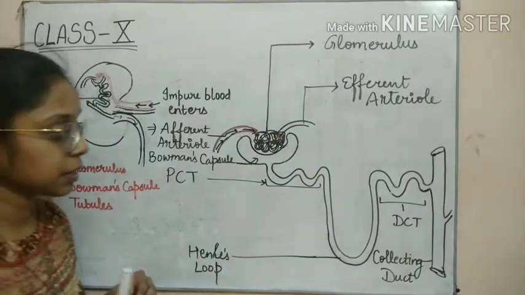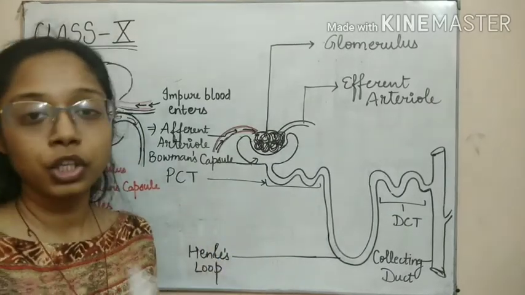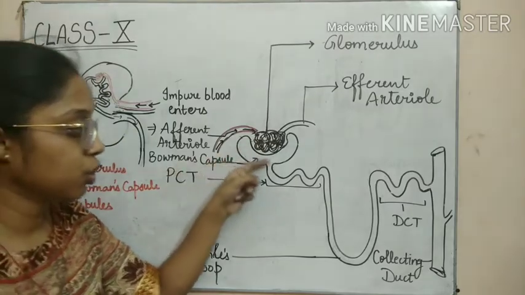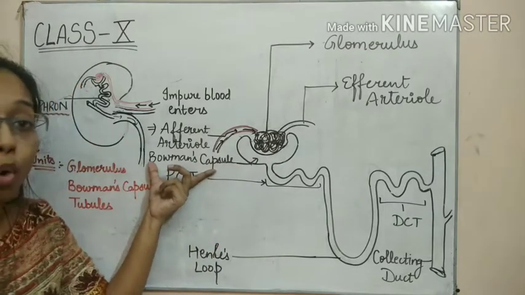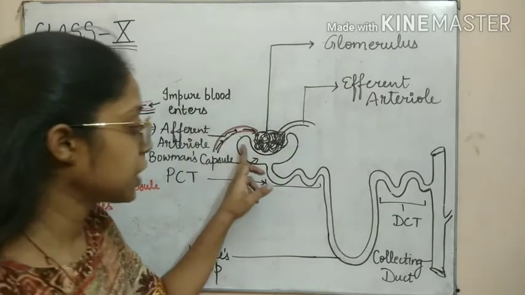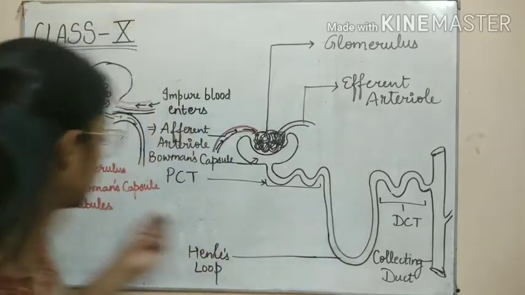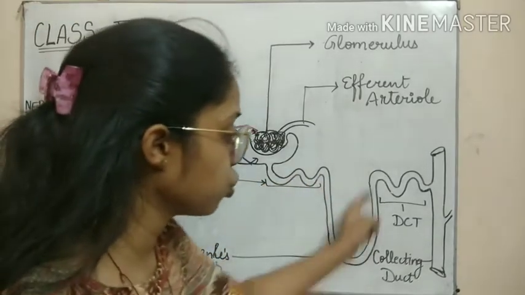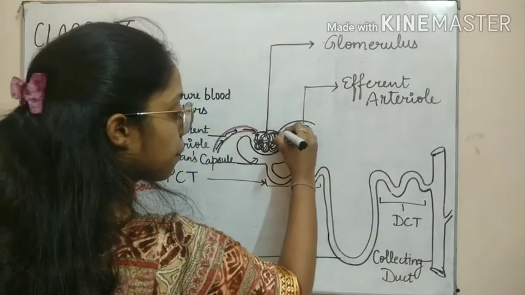But what happens is, along with the waste products, some useful molecules also pass on to the Bowman's capsule, to this area. This cup-shaped structure is called Bowman's capsule. This is the second unit of nephron. The waste material then passes through this tubular structure, which is the third unit of nephron.